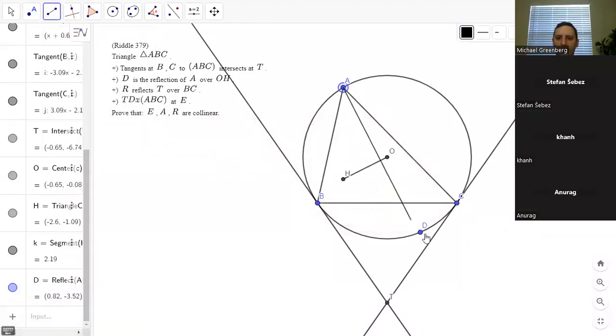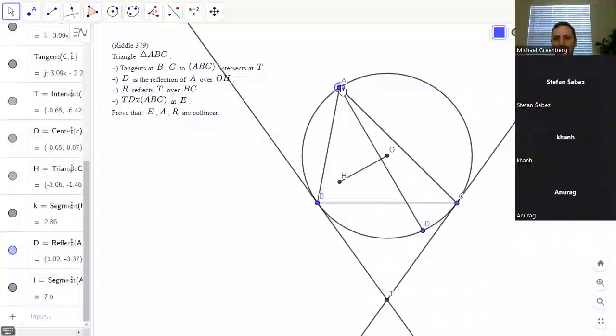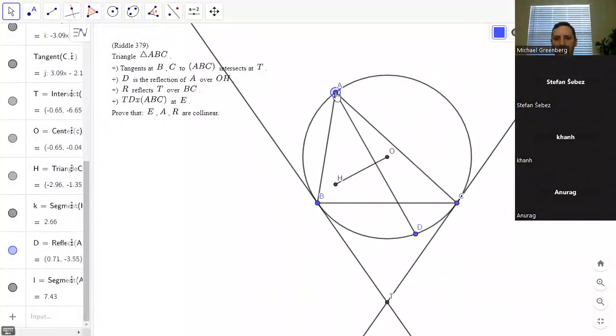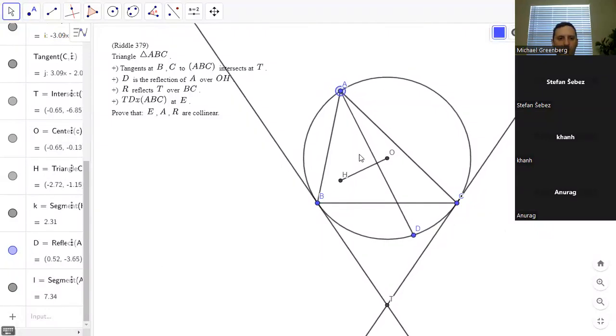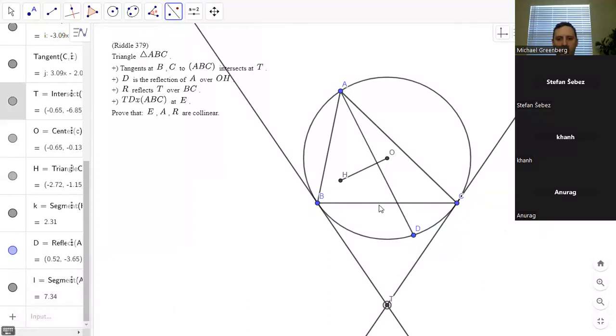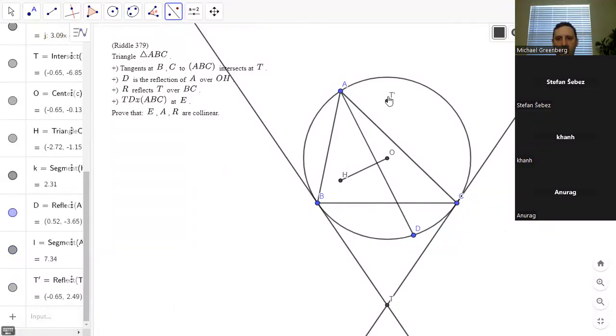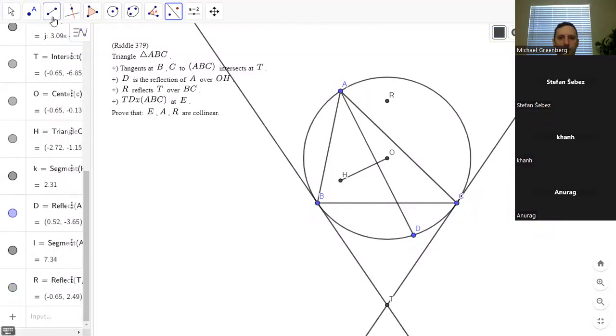So ABOH is like a kite. See if I can draw it good. That looks kind of good. And R is the reflection of T over BC. I'm assuming that's what that means. Should be R. Okay. So we have a rhombus then.